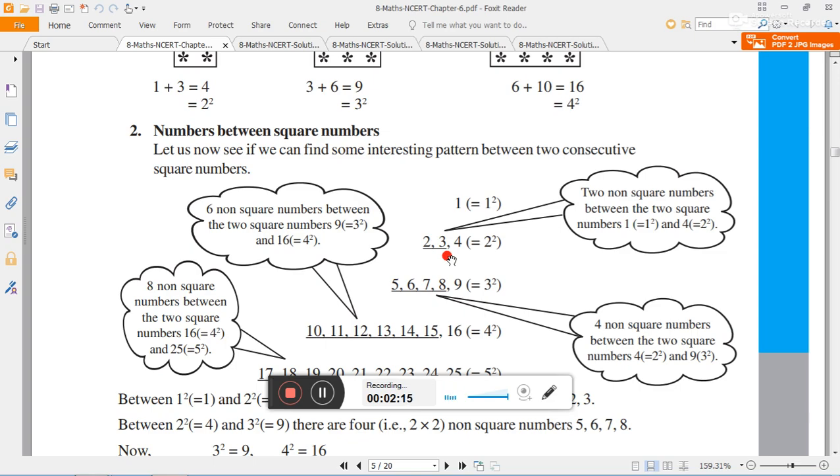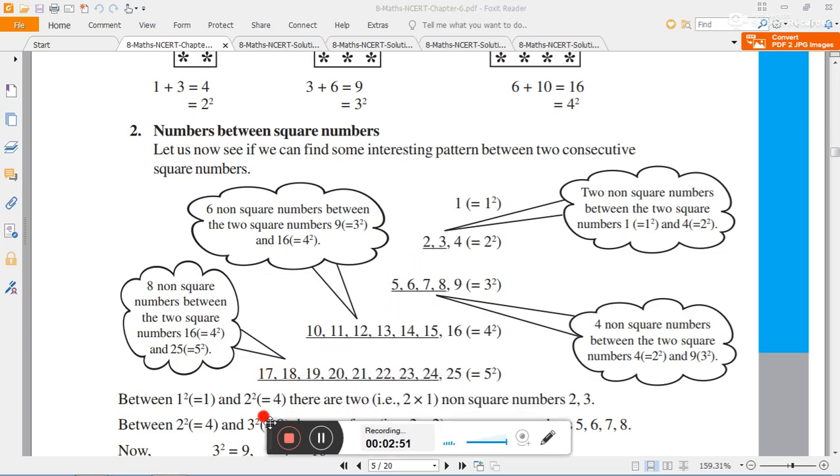So 4 square is 16 and 5 square is 25, and if we see from 16 to 25 which numbers are there, 17, 18, 19 up to 24, these numbers are there, but every time it is not possible to calculate the square and find how many numbers are there. So the small trick is, whatever the lower number, in the example of 4 square and 5 square, 4 is the lower number, you just have to double the 4, so 4 twos are 8 non-square numbers in between 4 square and 5 square.